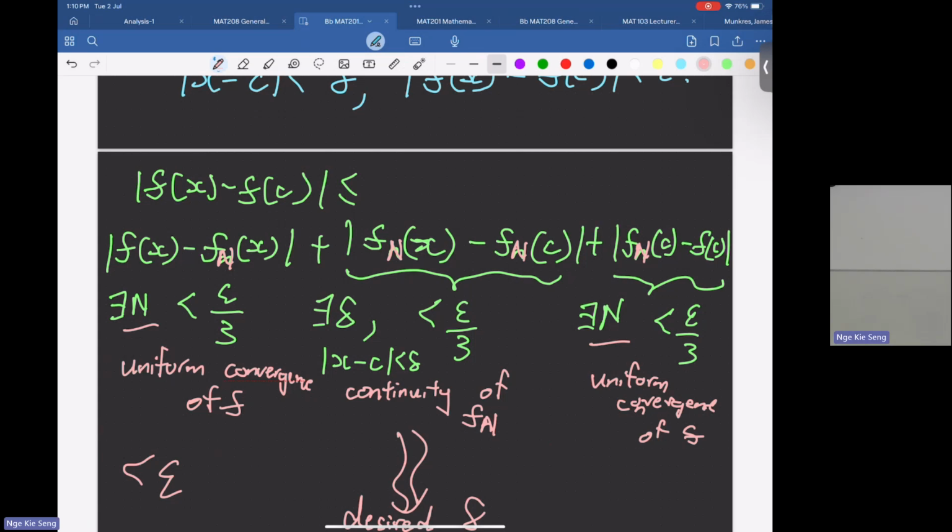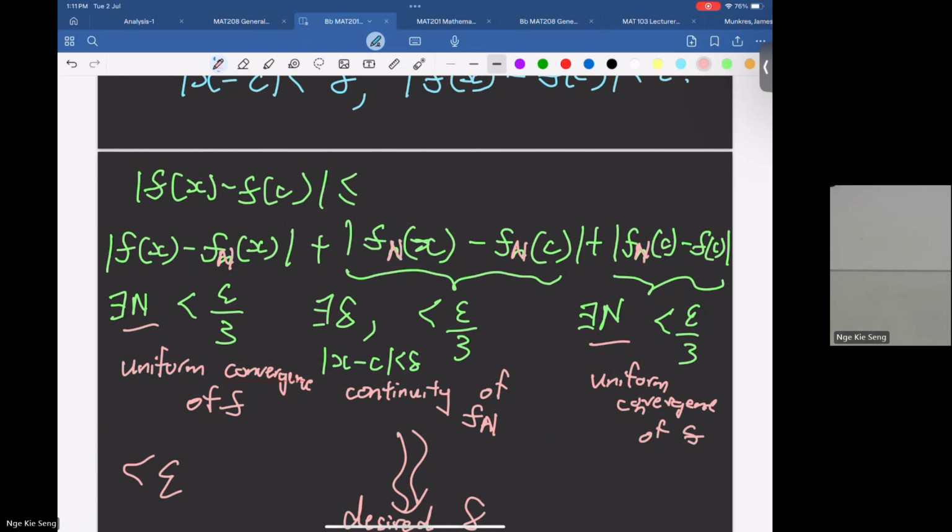Can everyone follow this proof? Okay, from uniform convergence, I found this capital N. Once I found this capital N, I can use the triangle inequality and bound this term by three terms. And then, how do I find delta? So the delta comes from the continuity of f_N. This question.